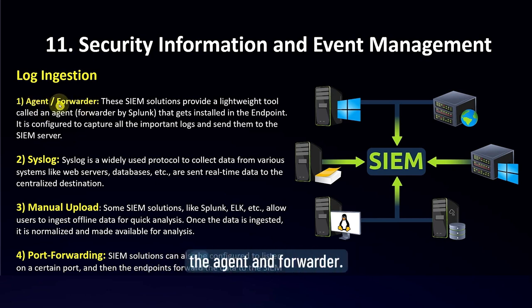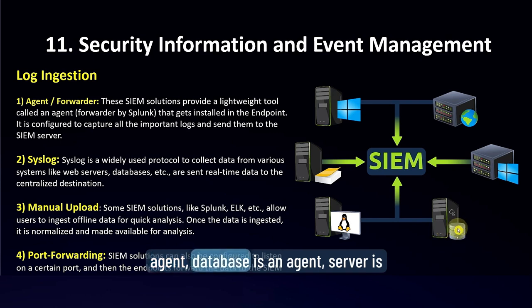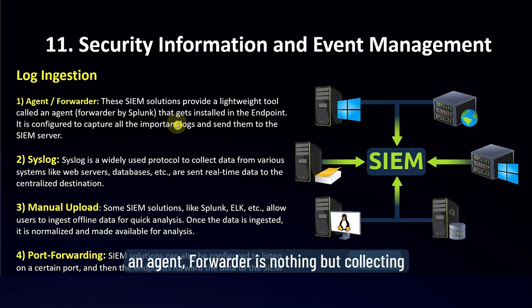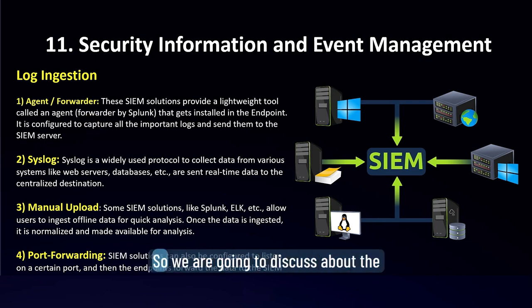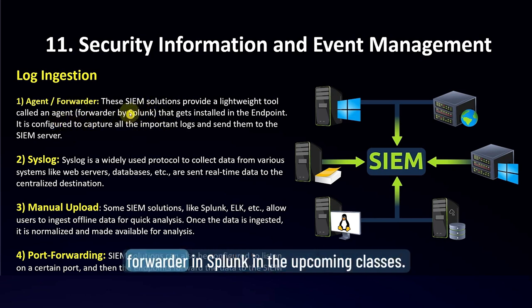The first one is the agent and forwarder. Agent is nothing but your device. So Linux is an agent, Windows is an agent, database is an agent, server is an agent. Forwarder is nothing but what collects information from those agents. We are going to discuss the forwarder in Splunk in the upcoming classes.